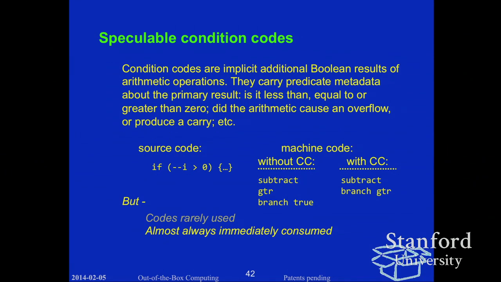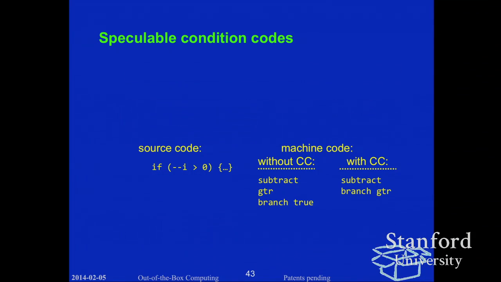The condition codes are almost always immediately consumed and are never cared about anymore, but somebody has to keep track of them in the hardware. And they can't be speculated because it's global state. So down with condition codes. In the words of Edgar Dijkstra, condition codes considered harmful. So what you really want is to be able to speculate them.